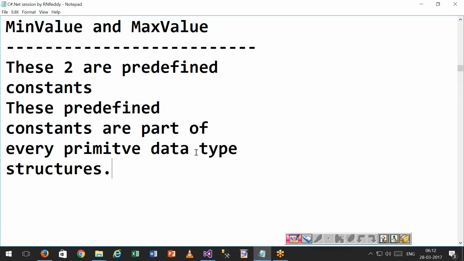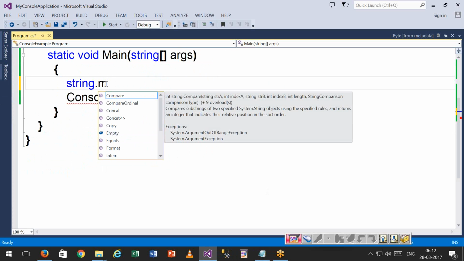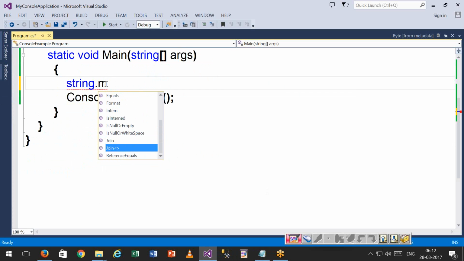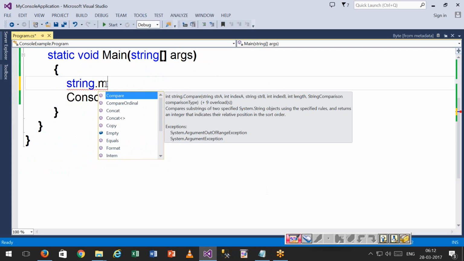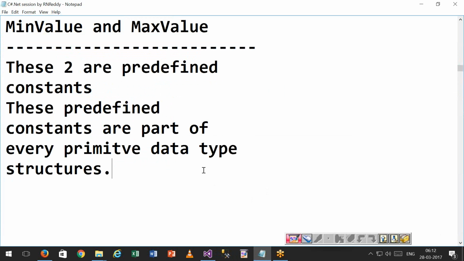Constant means the value will be fixed. Are these two available in the string class? No, it's not available. Why? Because general data types will not have any predefined size. String and object do not have predefined structures or predefined sizes. That's why we don't have min value and max value for them. That is the story about min value and max value.